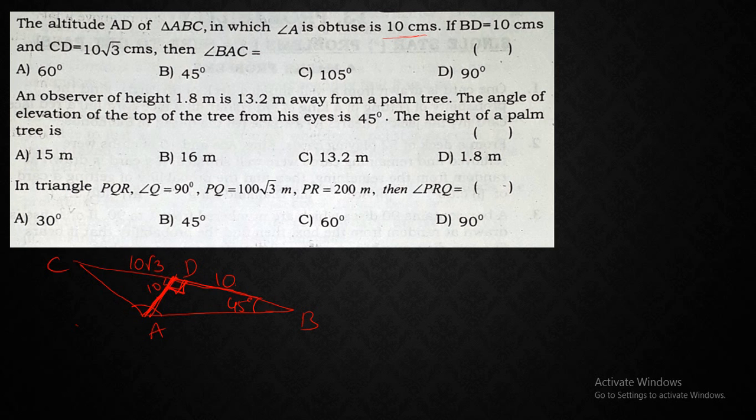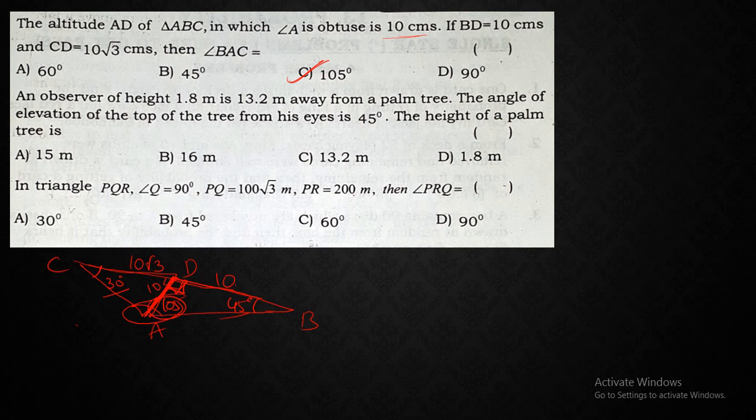Clearly this is opposite and this is adjacent. So 10 by 10 root 3, 1 by root 3. That means this is 30 degrees. So 30 plus 45, 75. Clearly this is 105 degrees. So this total angle is 105 degrees. Okay, next moving on to one more question.